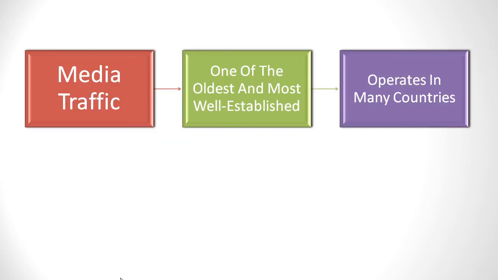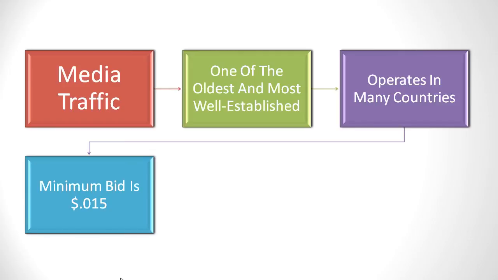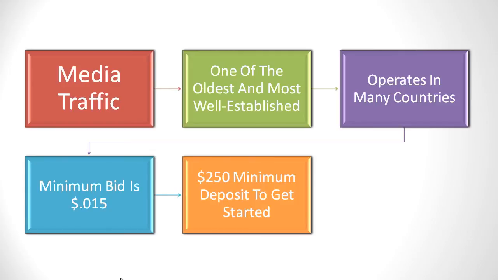Media Traffic is one of the oldest and most well-established PPV networks. Media Traffic operates in many countries all over the globe. The minimum bid is 0.015 and a $250 minimum deposit is required to get started.